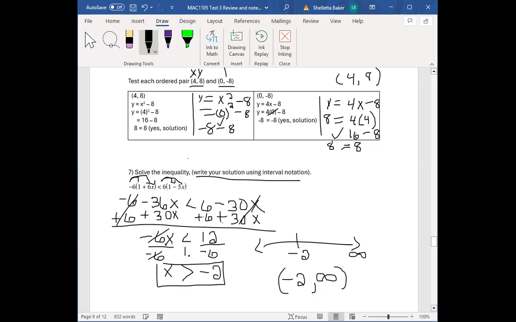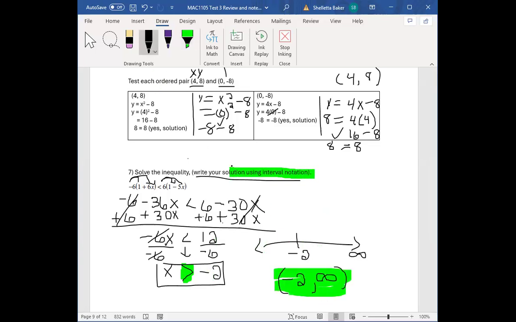And remember, whenever you multiply or divide both sides of the inequality by a negative number, you have to reverse that symbol. So we had to reverse that symbol from less than to greater than. Here's our solution. x could be values that are greater than -2, but we're asked to write that solution using interval notation. Here's our interval notation.